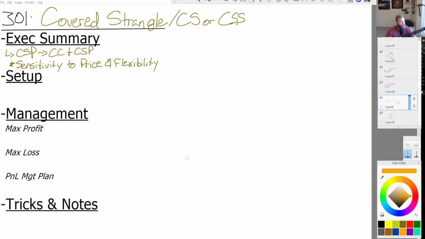So what is the covered strangle, or the cash secured strangle, as my mentor likes to refer to it? Essentially, we're going to start with a cash secured put, then we're going to roll to a covered call, and then we add another cash secured put on top of that.